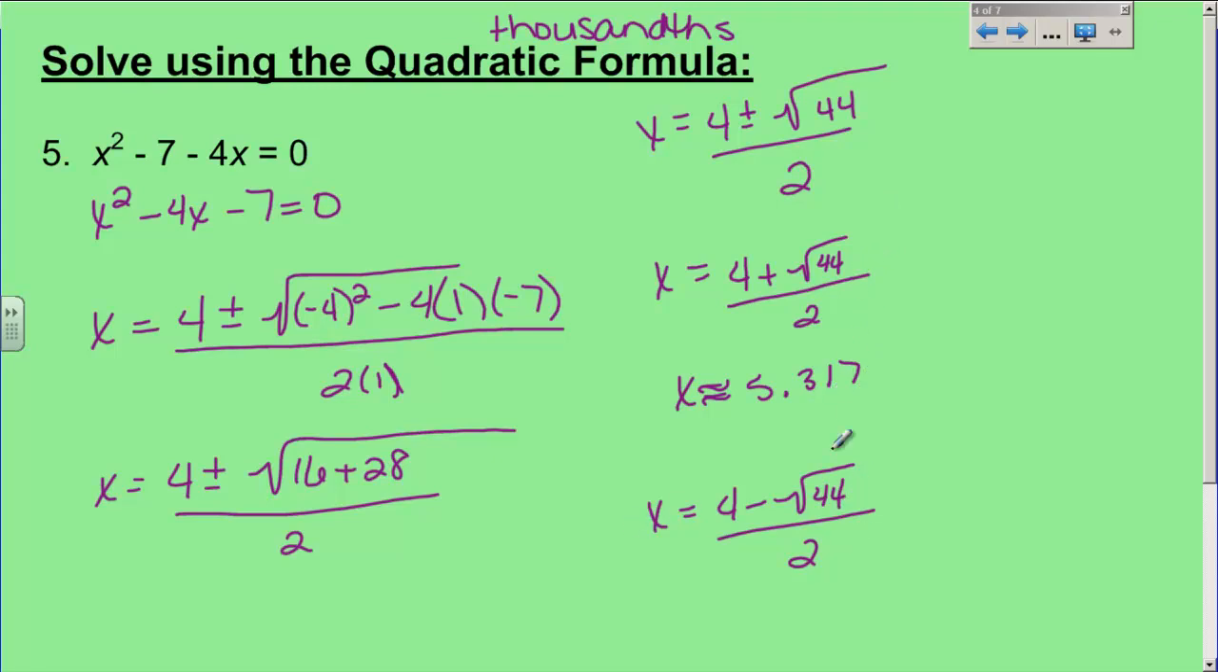So I would do 4 minus the square root of 44. Get that answer, and then divide that by 2, and round that to the thousandths, and so this becomes x equals negative 1.317. And I did that on my calculator. If you need to see that again tomorrow, you can ask me. I will show you.